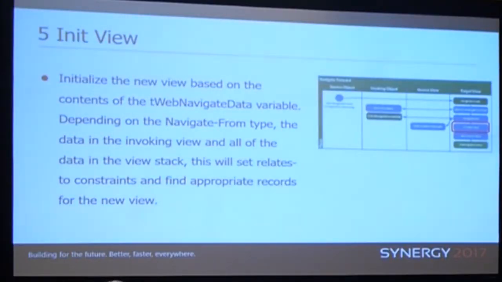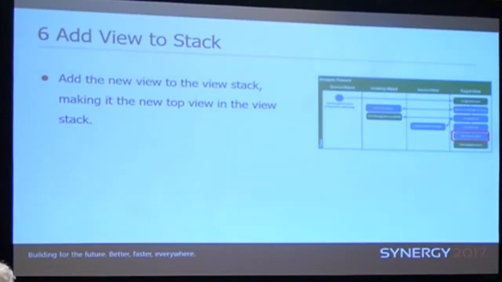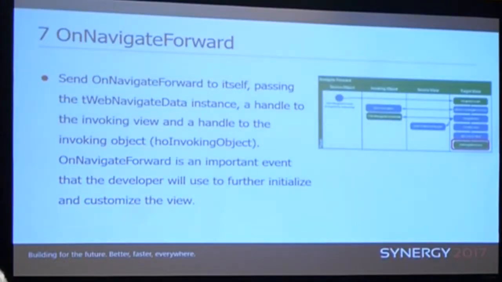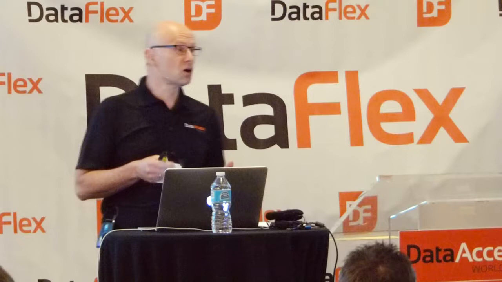The init view will make sure that all the relationships are set up. So again, if you, for example, move from order headers into order lines, it will automatically create a constraint that says, okay, only show order lines that belong to this order. If it's done all that, then it will add the view to the stack, so it becomes the next top level view. And as a last action, it will send on navigate forward to the view you're navigating into. That gives you a chance of initializing that view. So maybe you want to adjust the view and say, okay, I want to show some buttons or hide some buttons or initialize it with other data. That's what you do in the on navigate forward message.